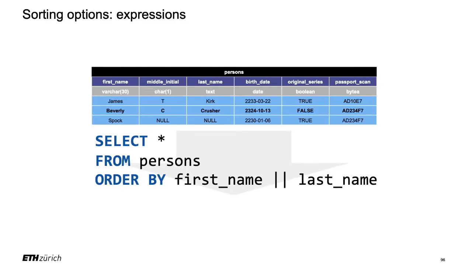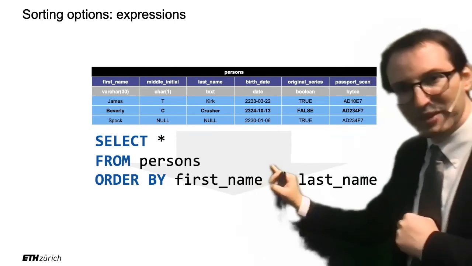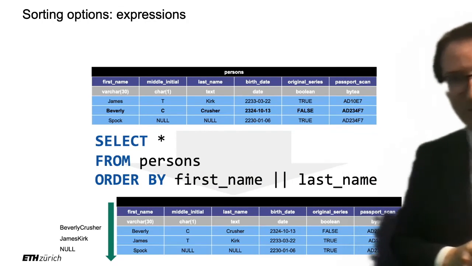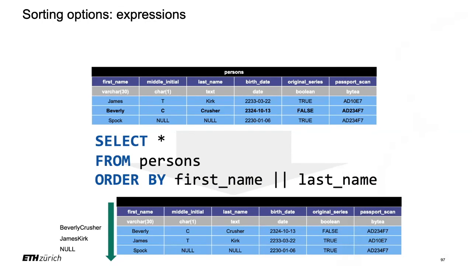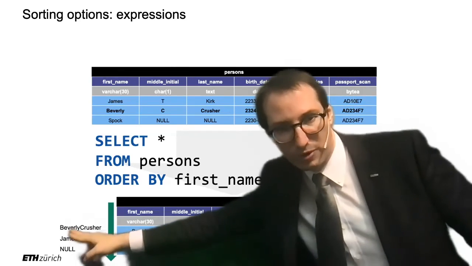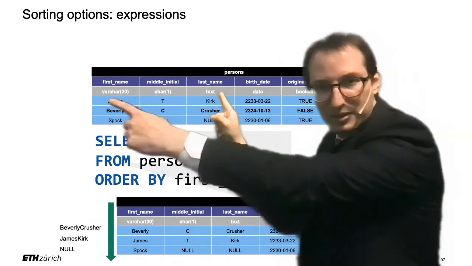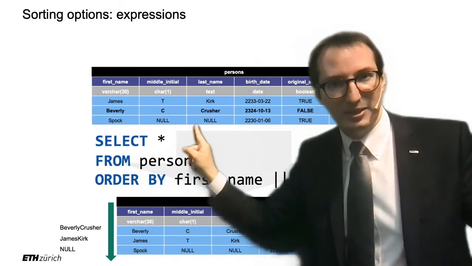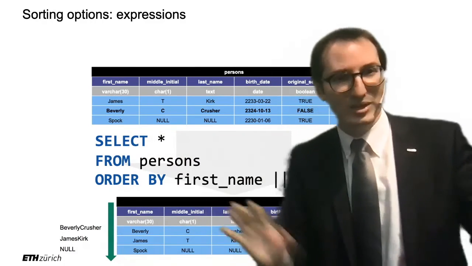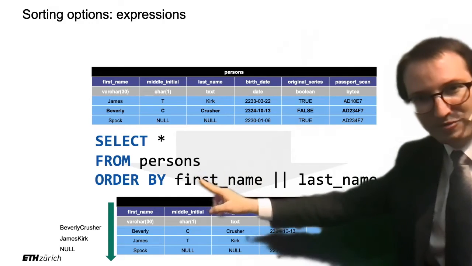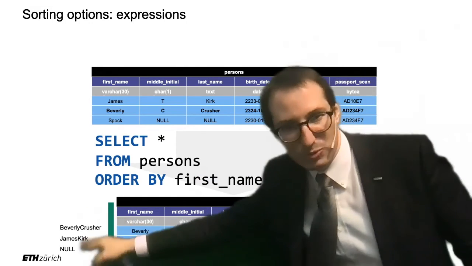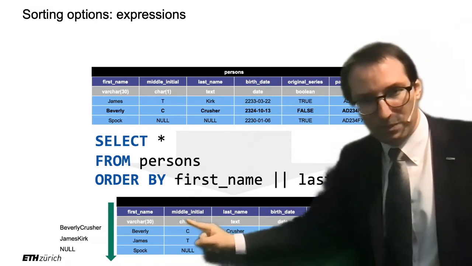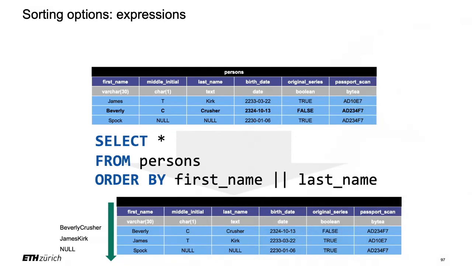What is this thing? It's actually a string concatenation. So that would just concatenate the first name and the last name, right? So this is actually what it would sort on, right? So here, Beverly Crusher concatenates these two things. Beverly Crusher, James Kirk, and null, because concatenating null with something gives you null. Nulls are always in the way, right? So order by first name concatenated with last name, this is what it sorts on. B comes first, then J, and nulls always the greater. So this is the order in which we have things.